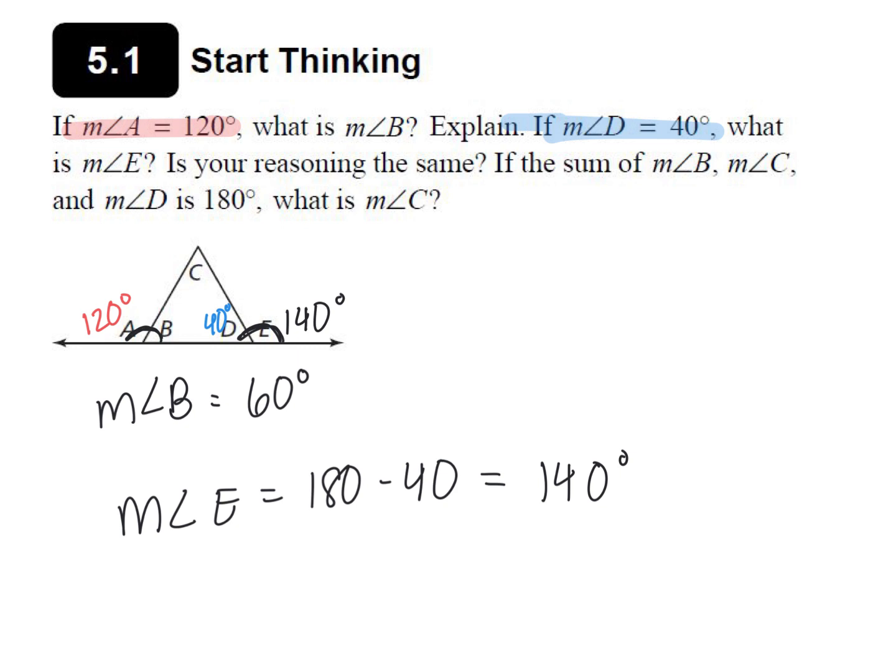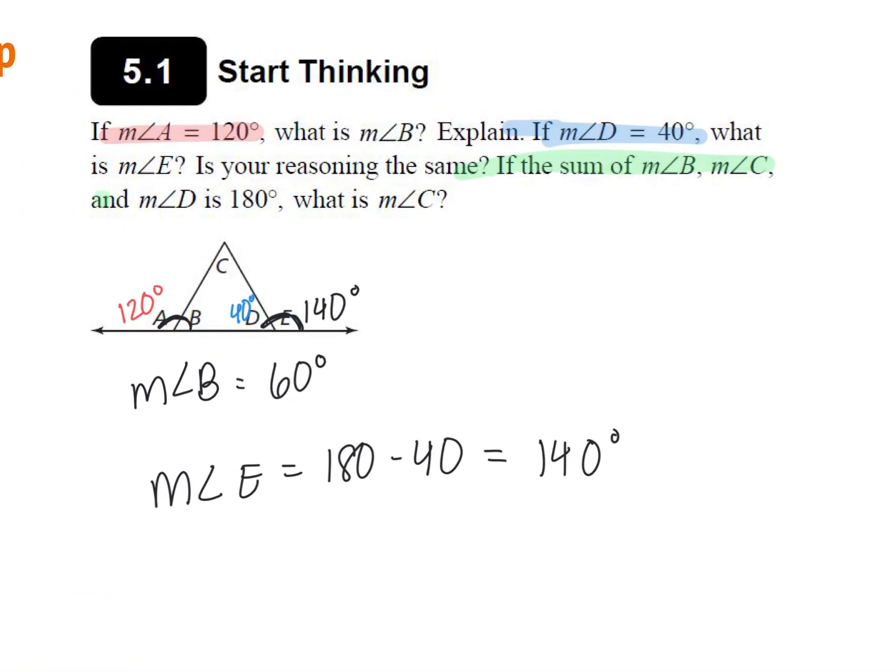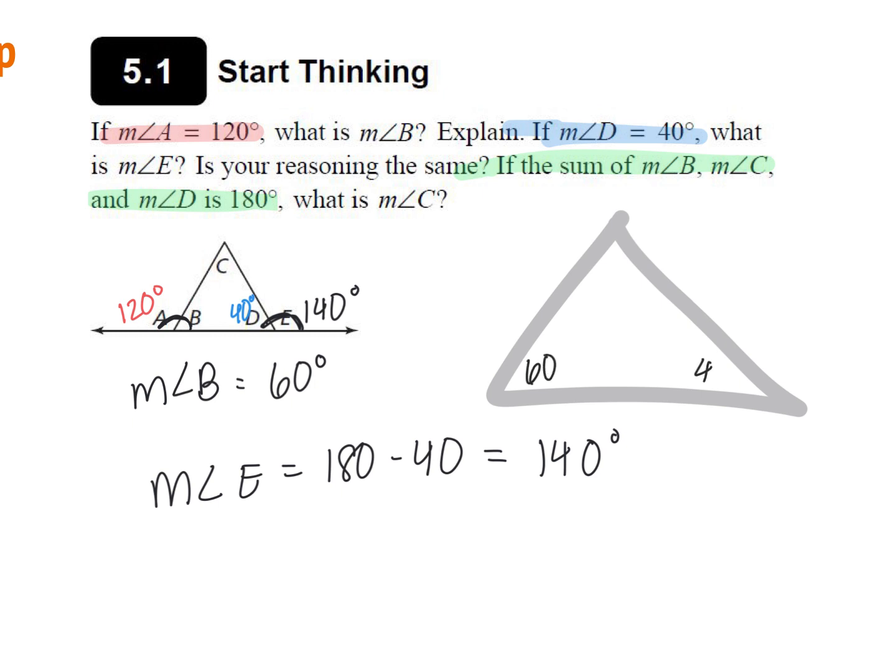And then, important question that they're asking, if the sum of measure B, C, and D is 180, what is the measure of angle C? So I'm going to draw it. Here's my triangle. I have 60 degrees. I have 40 degrees. This entire triangle equals 180. How would I figure out C?